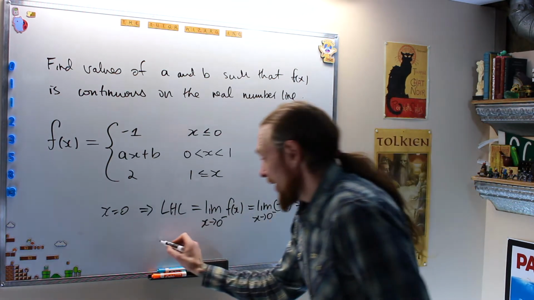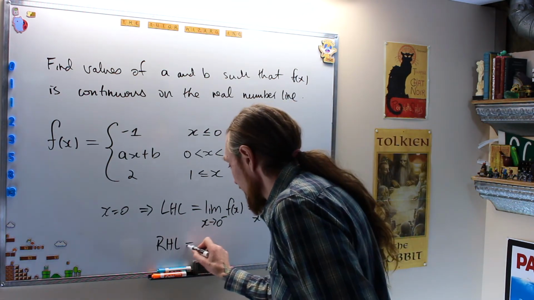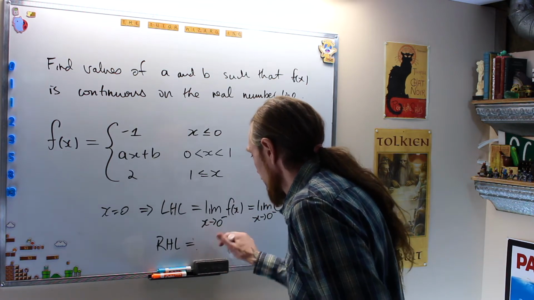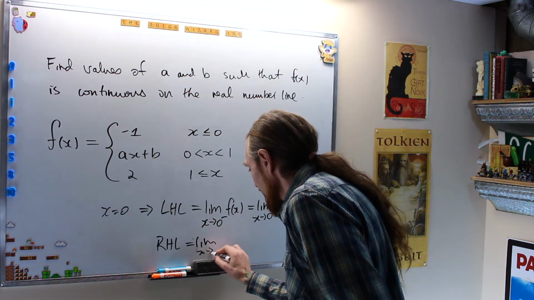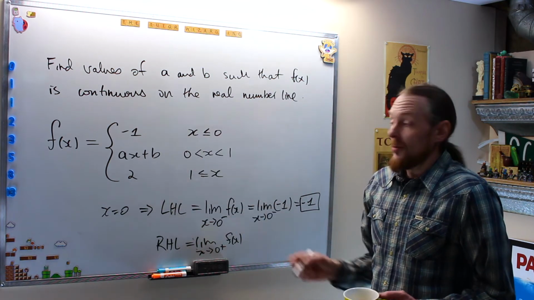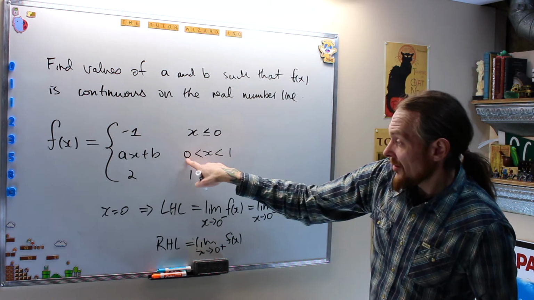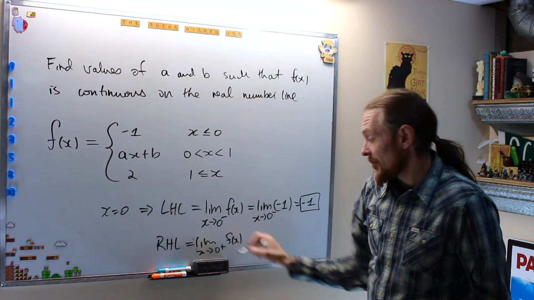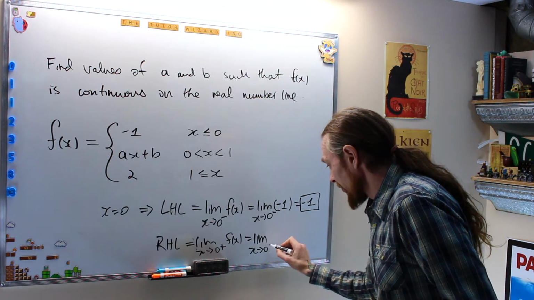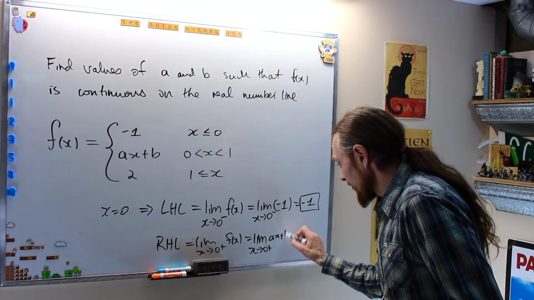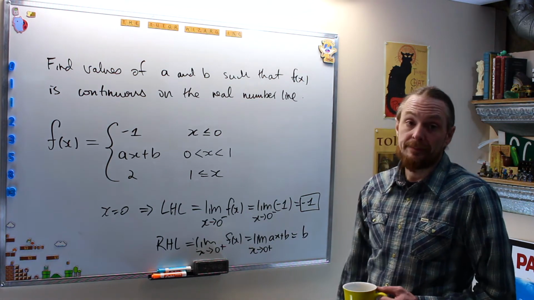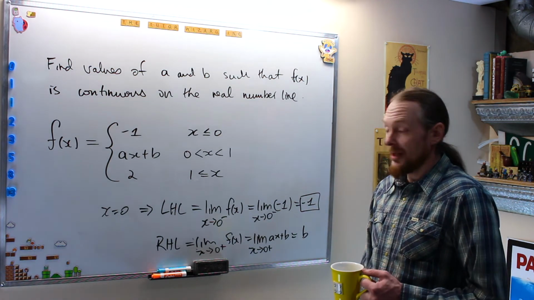And now I compute the right-hand limit at 0. The right-hand limit is equal to the limit as x approaches 0 from above of f of x. And then what do I use? Well, I use this function because when x is larger than 0 but near 0, it is ax plus b. So that is the limit as x approaches 0 from above of ax plus b, which is a polynomial which I can put in there, which just gives me b. Now this is why this one's not so bad.